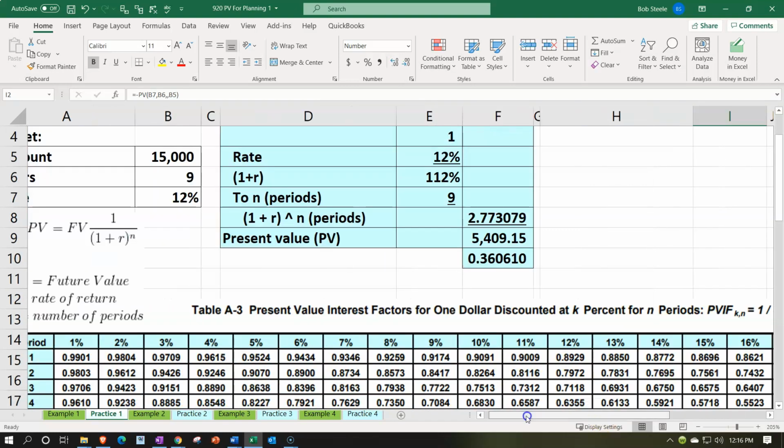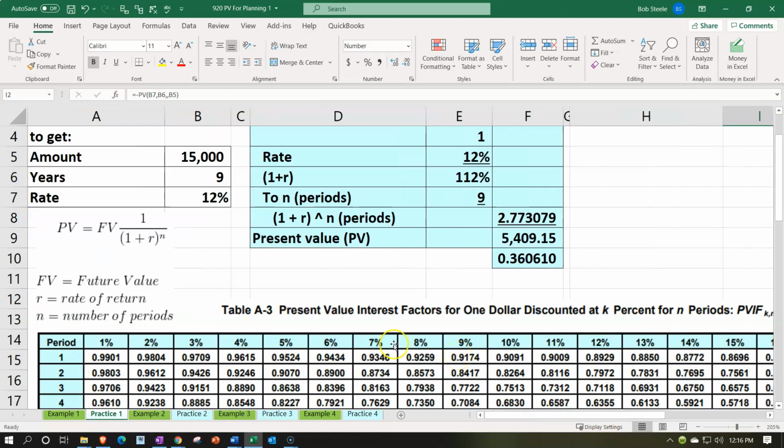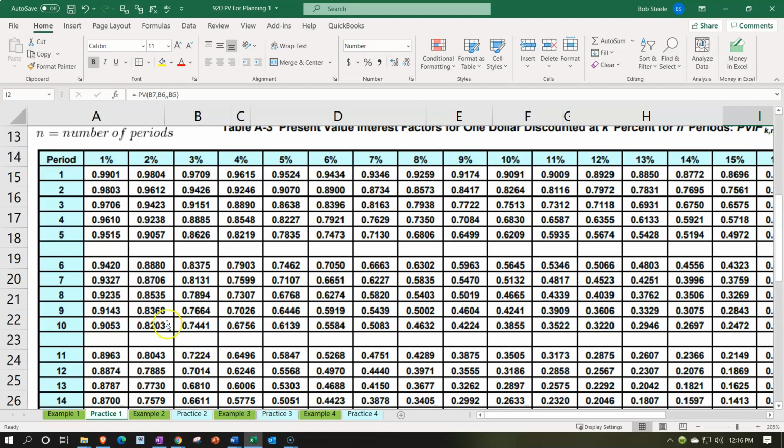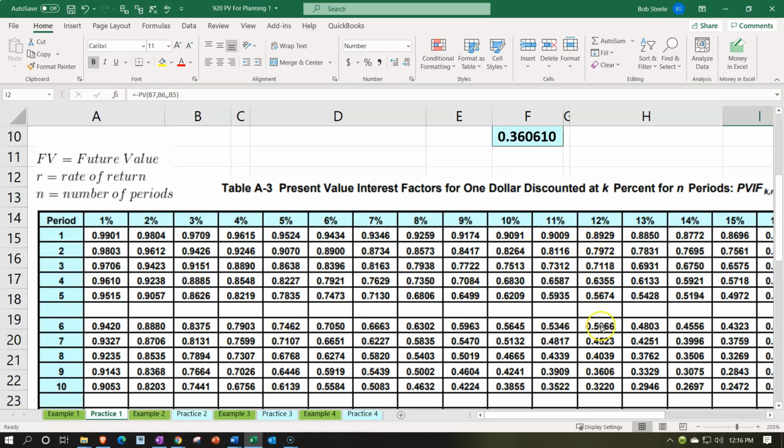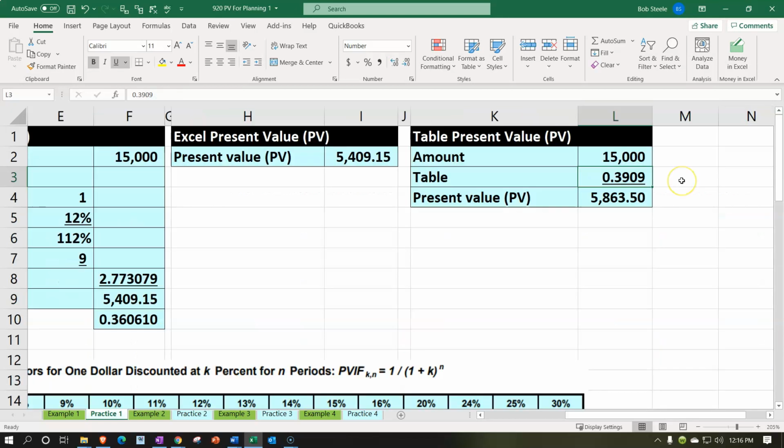Hold on a second. This is 9 years. 9 years at 12%, and 9 years, 0.3606, and I put 9s in there, 0.3606. Okay, that looks better. It looked right to me with the 9s, but that's fine. So I got the 5409.